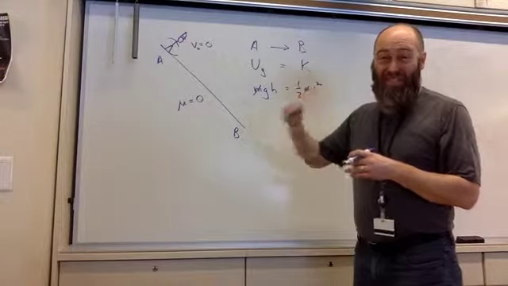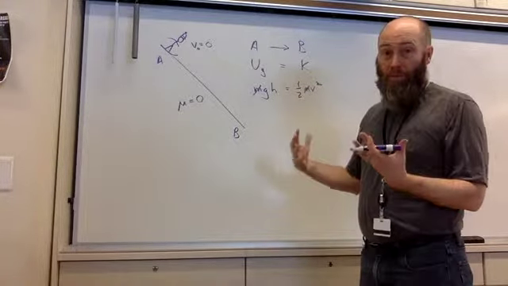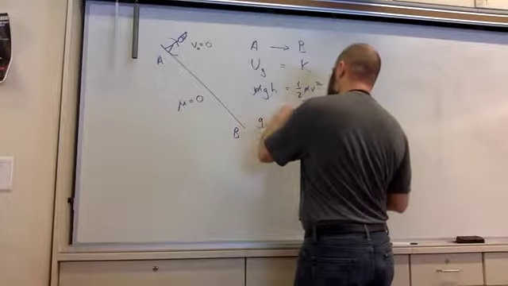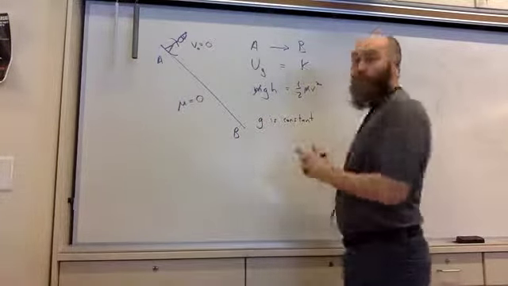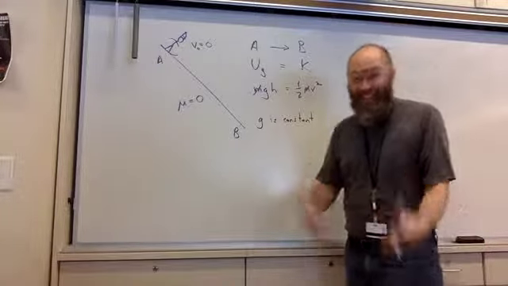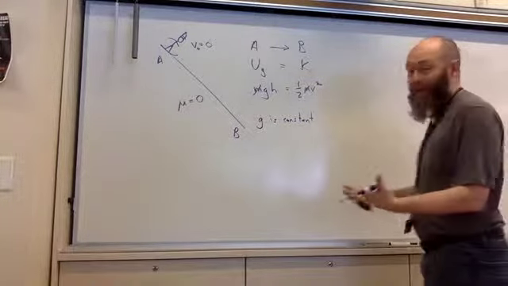This was, though, near the Earth's surface. Remember, near the Earth's surface, g is constant. It was a constant 9.8 meters per second squared. If you're doing problems where you're not near the Earth's surface, well, it's a little more complicated.